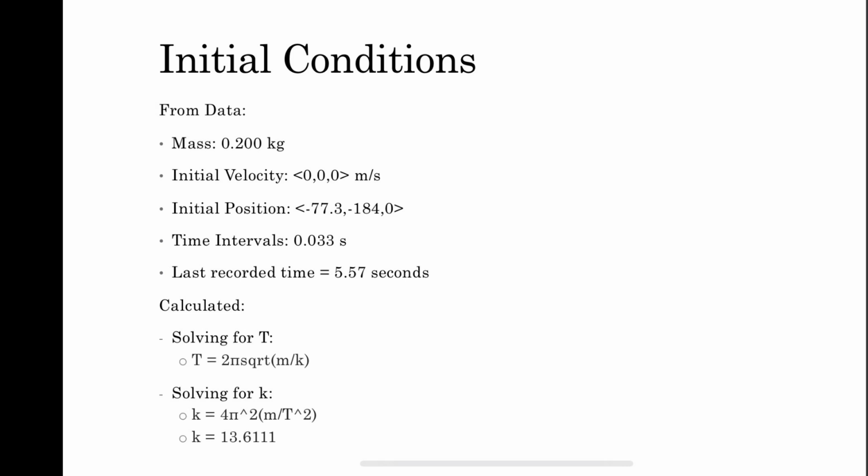For the calculated initial conditions, I had to solve for T using the equation T = 2π√(m/k), and to solve for k, I had to use the equation k = 4π²m/T², which gave me a k constant of 13.611.